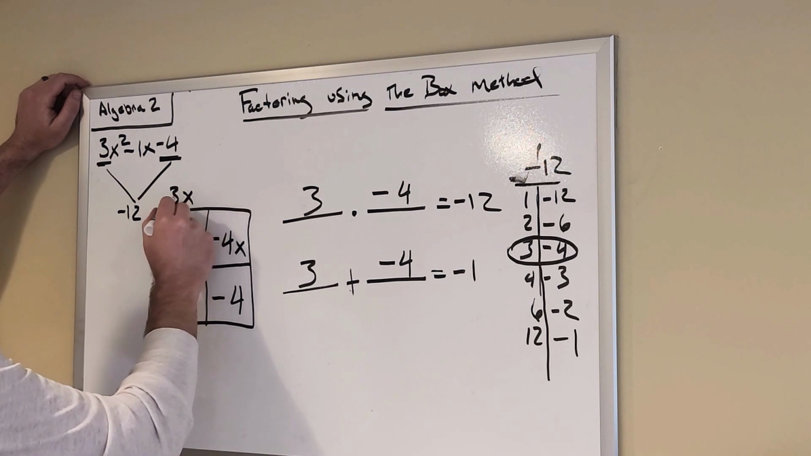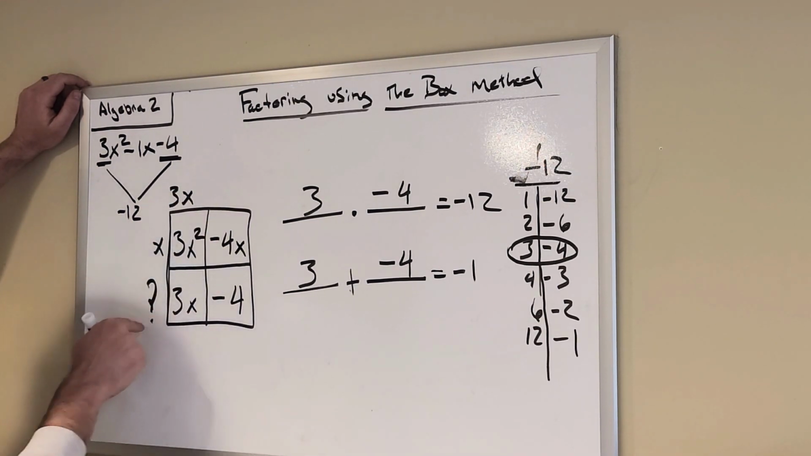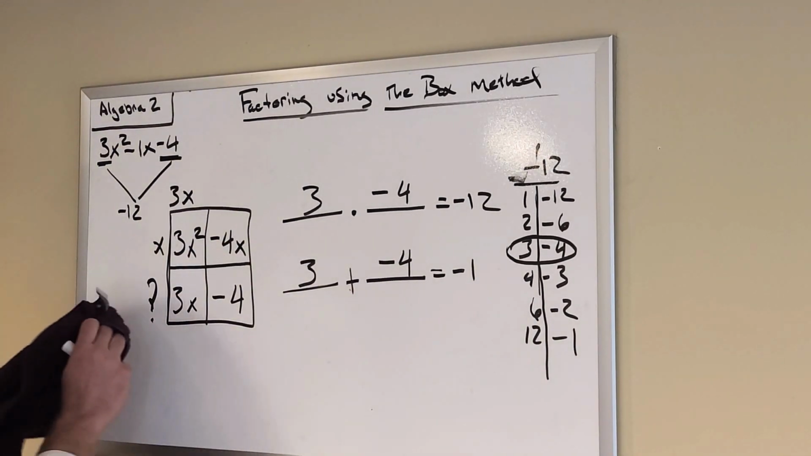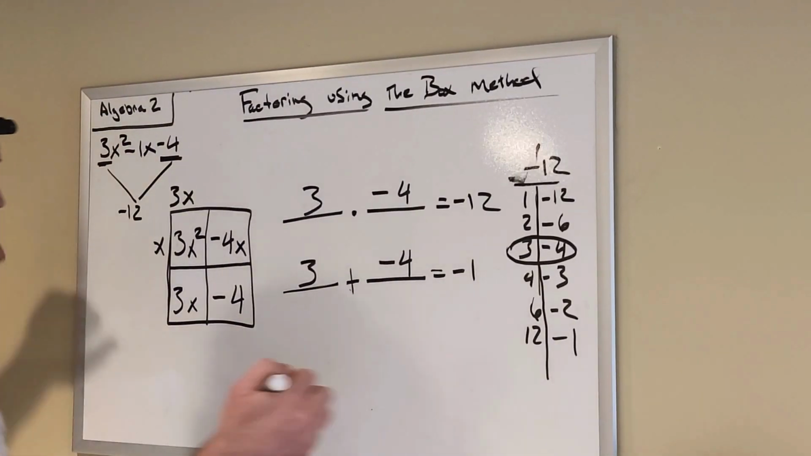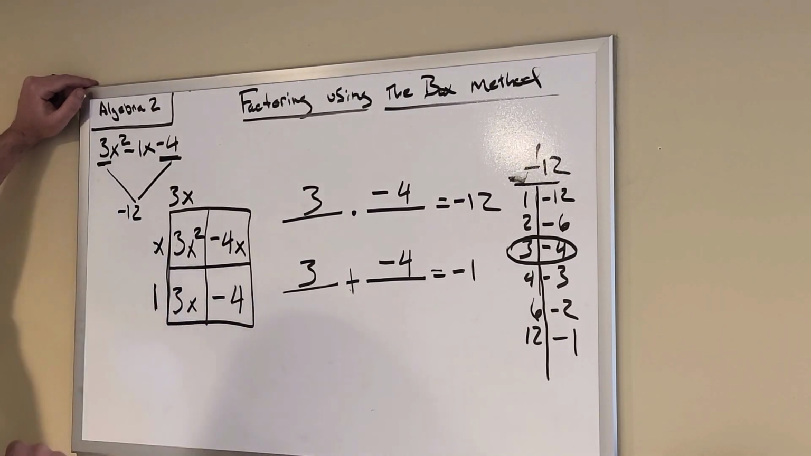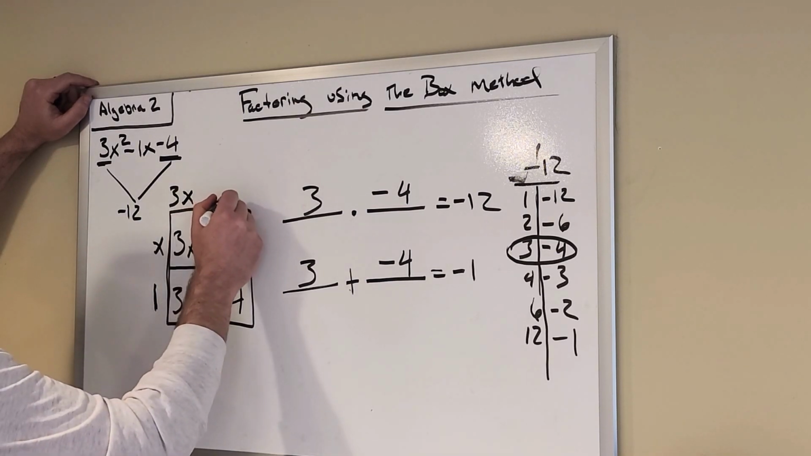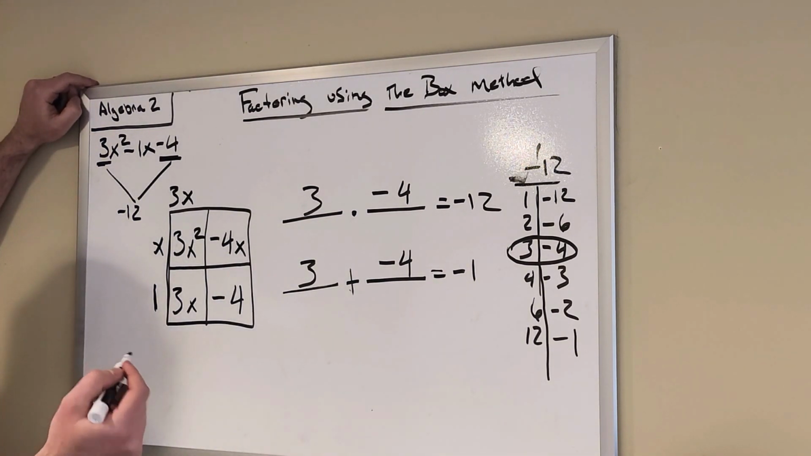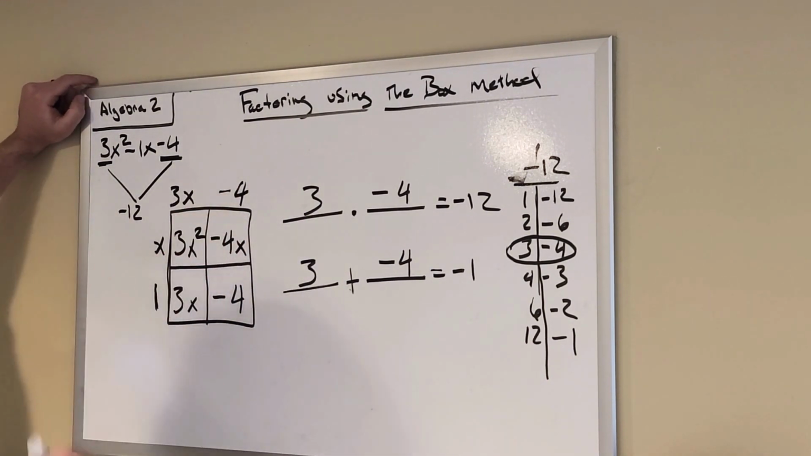And I say 3x times what? That's a question mark. This number right here is going to give me 3x. So 3x times what number is going to give me a 3x? And I say, oh, well, that's pretty straightforward. 3x times 1 is going to give me a 3x. And then I say, x times what number is going to give me a negative 4x? All right, so x times what number? X times a negative 4 is going to give me a negative 4x.